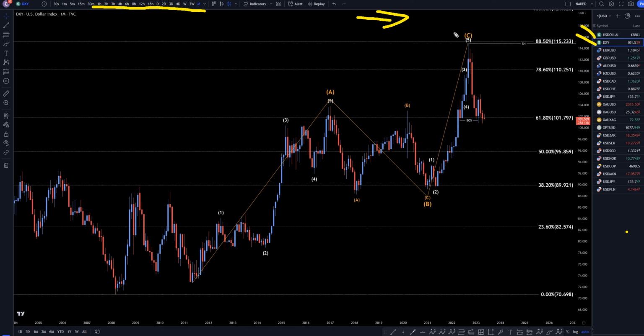So on the DXY monthly, I still think there's a very good likelihood this is the end of an ABC correction. If that is true, then this is most likely just going to keep on trending down, probably at least taking out these lows and maybe even eventually taking out these lows, because that's what happens when you have the end of an ABC correction, whether you're on the 1 minute, the 1 month, or anything in between.